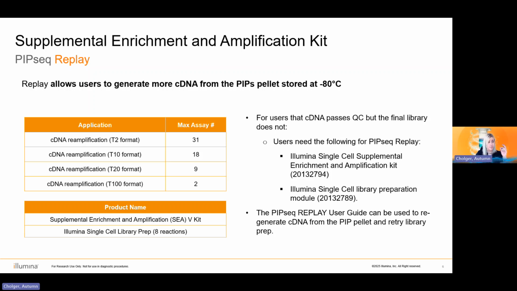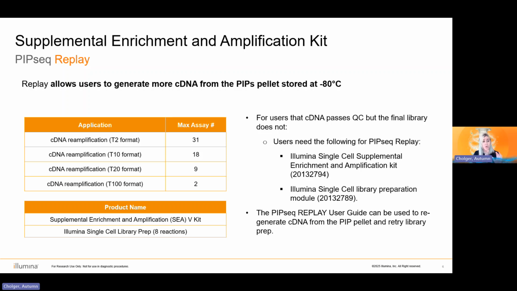So now let's go on to PipSeq Replay. Now, this is the application that allows users to generate more cDNA from a PIPS pellet that they stored at -80. Now, the amount of reagents that comes in an individual C-kit allows for this number of replay reactions at a given kit size. Now, there's a catch. You can't just take one pip pellet and re-amplify it 31 times. That's not how it works.